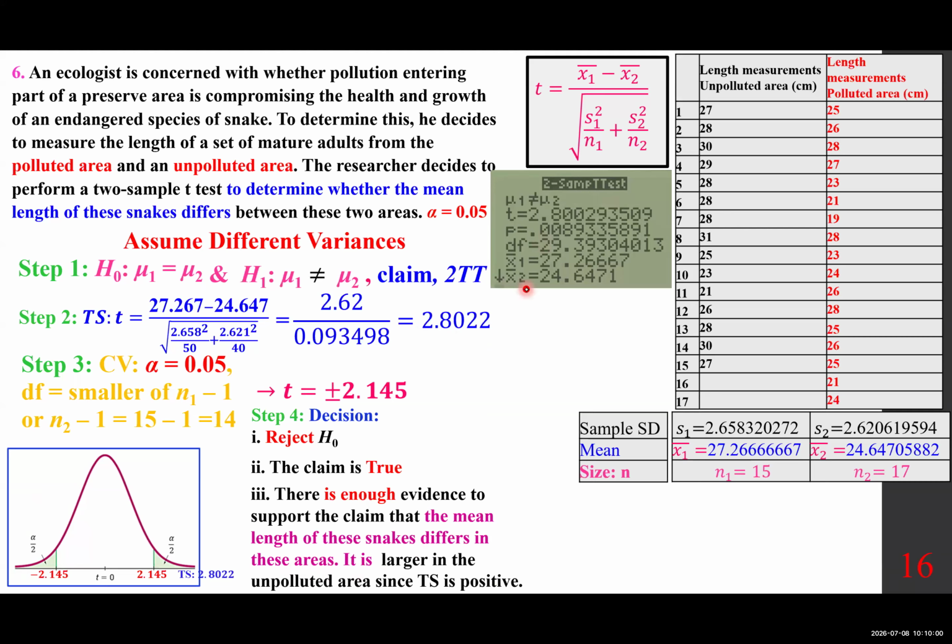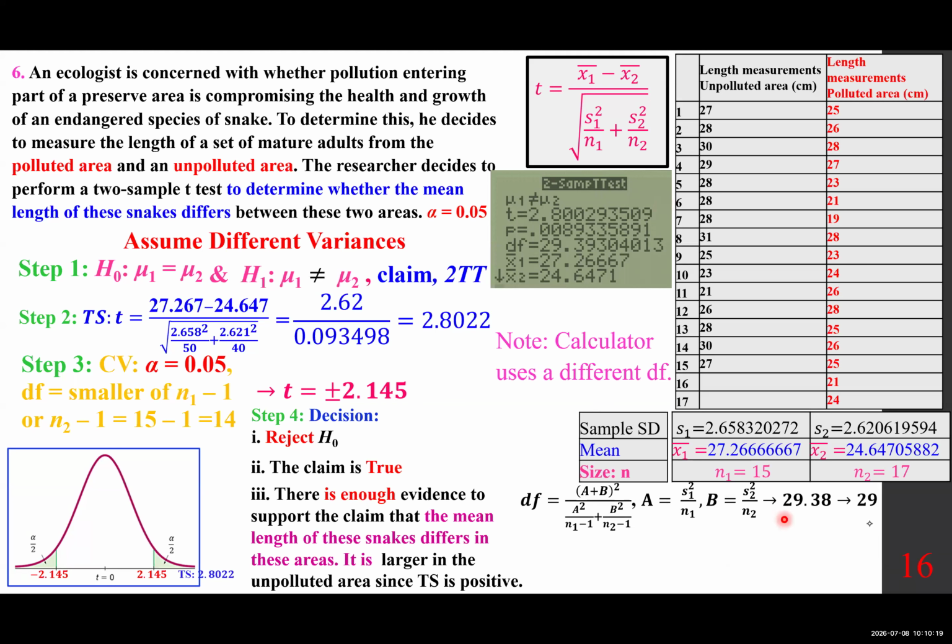Now, for the two-sample test statistic, mu1 is not equal to mu2, we get the following. I'm going to assume everybody has put in the information. By now, we know what to do. The calculator uses different degrees of freedom. It calculates this way. Take a look. If we go through this process, this is how the degrees of freedom is calculated, which is pretty involved, 29.38. And if you were to go with that, you can round to 29.